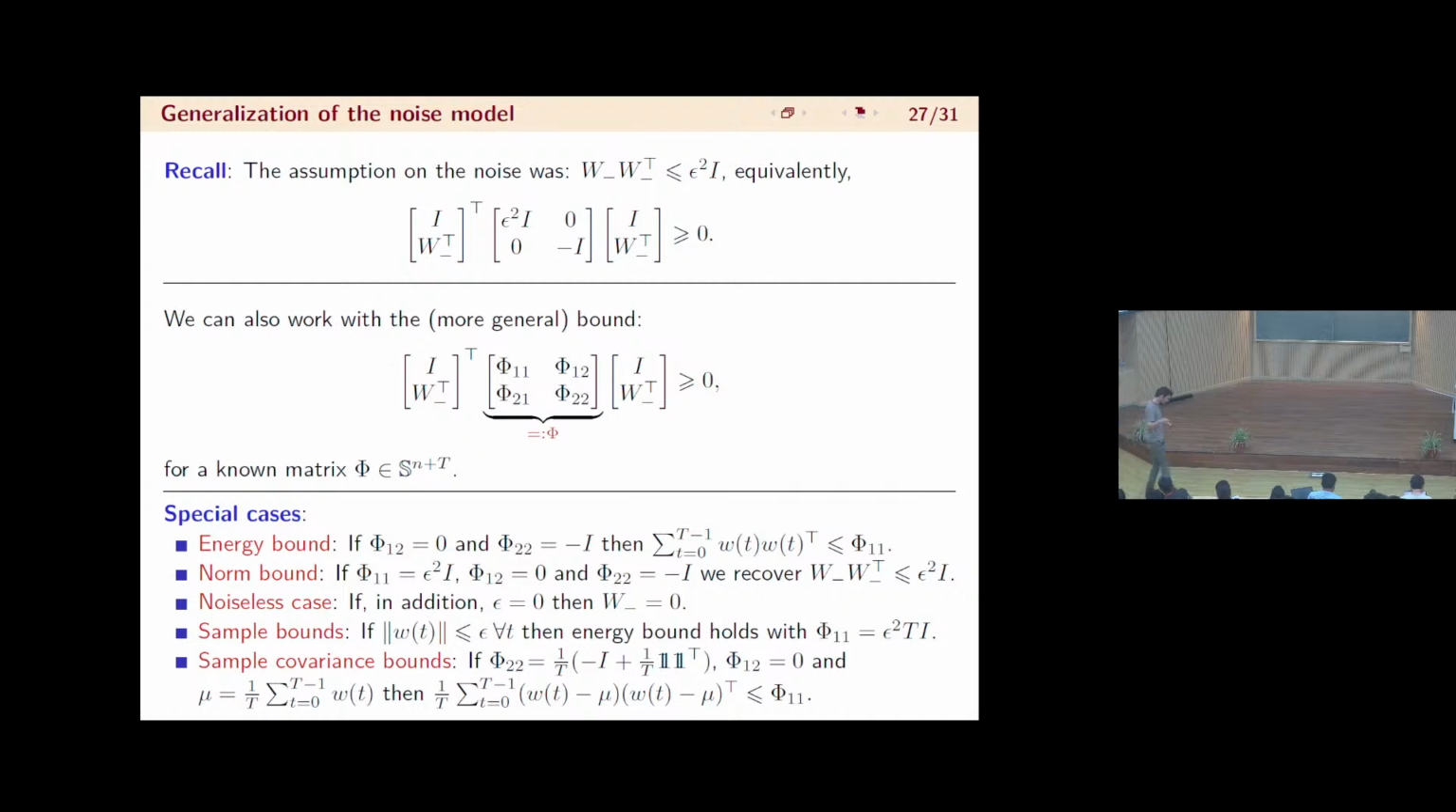And by the way, there are even other noise models that I did not mention here. Suppose, for instance, that the noise is, in addition to satisfying a quadratic inequality, also contained in a subspace. So W is of the form some matrix E times some W bar, where W bar is typically of a lower dimension than W. Those types of noise models you can also capture using suitable phi matrices. So there are even more examples than the ones that I showed here.